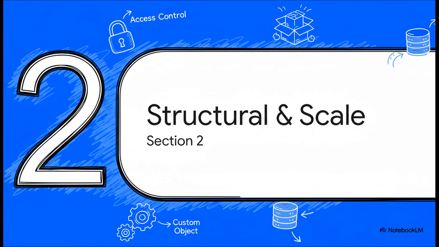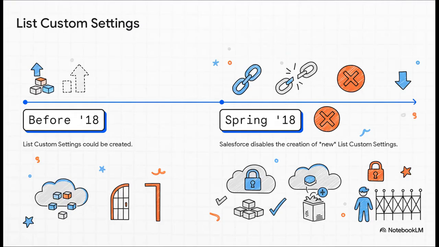All right, moving on to Section 2. Here we're going to talk about the structural and scale limits. Basically what happens when your org starts to grow and your needs get more complex. And this is a big one, folks. Way back in the Spring 18 release, Salesforce pulled the plug on creating new list custom settings. That was a huge signal from them about where the platform was heading.